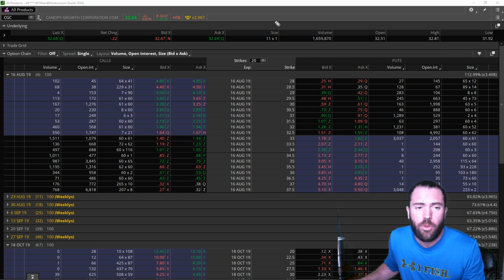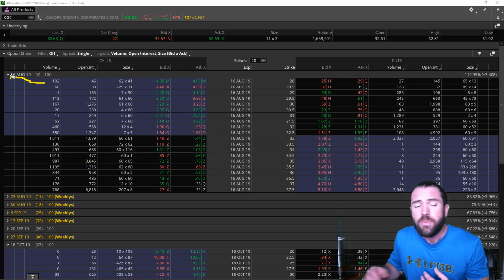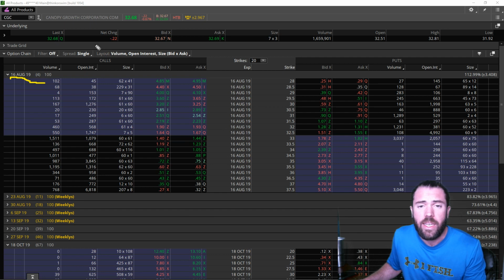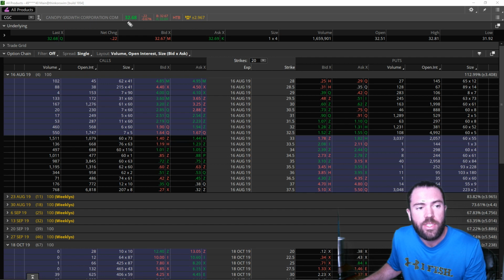Since Canopy Growth reports earnings this week, I'm going to go to the August options. That is the front month options. Since I'm looking at earnings, I'm looking at the weekly options. In this case, since it's August monthly expiration, they expire in 4 days. How do I know in 4 days? Well, there it says 4. August 16th is the expiration. That's this Friday.